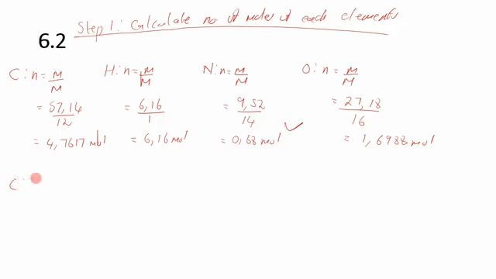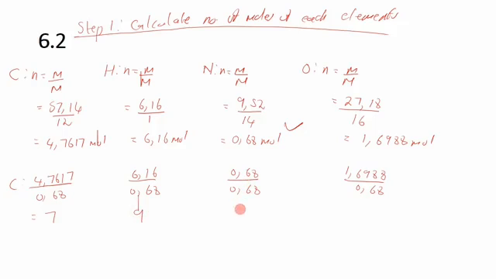So for carbon we will have 4.7617 over 0.68, hydrogen 6.16 over 0.68, and then nitrogen 0.68 over 0.68. Then oxygen 1.6988 over 0.68. So okay, now let's find our ratios. For this one we find that it is 7, and then here we find that it is 9, and then for this one it is obviously 1, and then here we have 2.5.